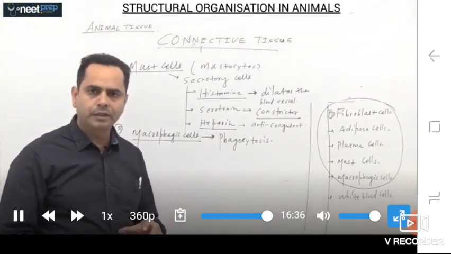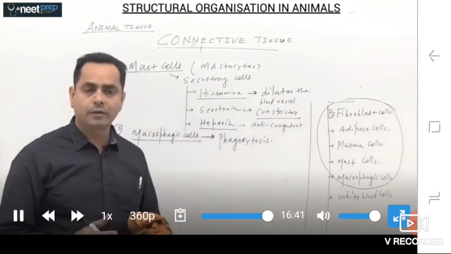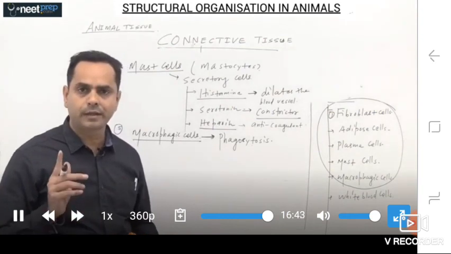Now, if you talk about the second component, that is the ground substance, look at what is the composition of ground substance of connective tissue.